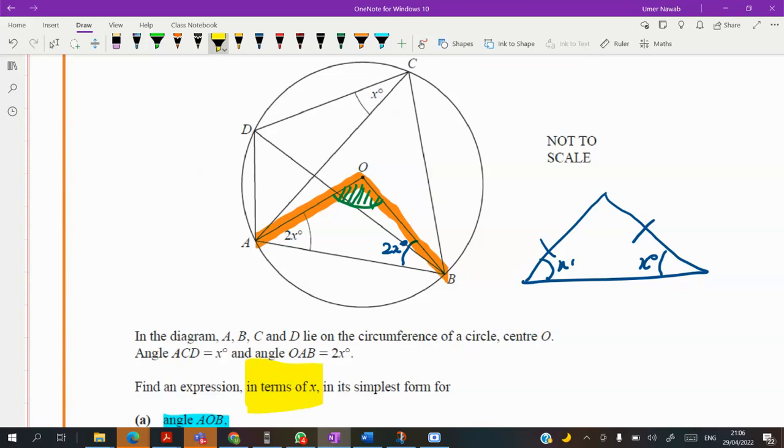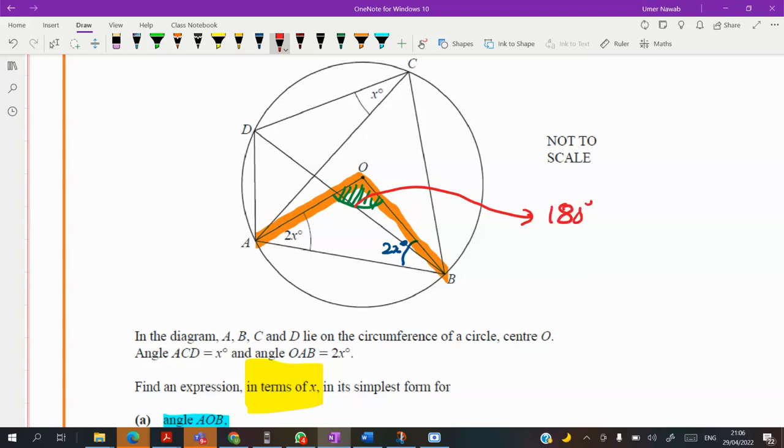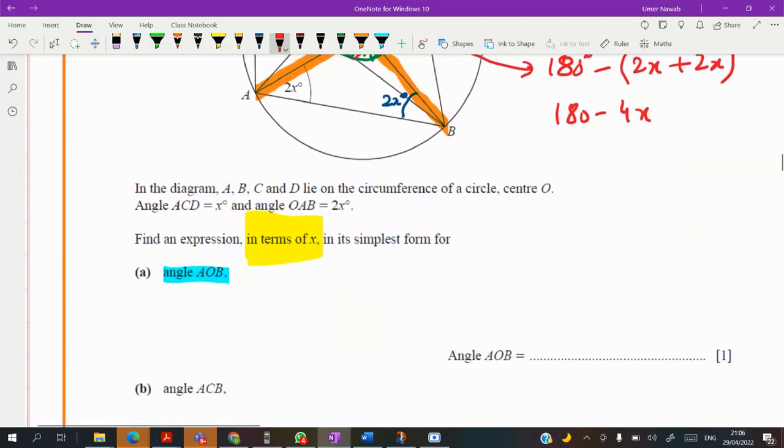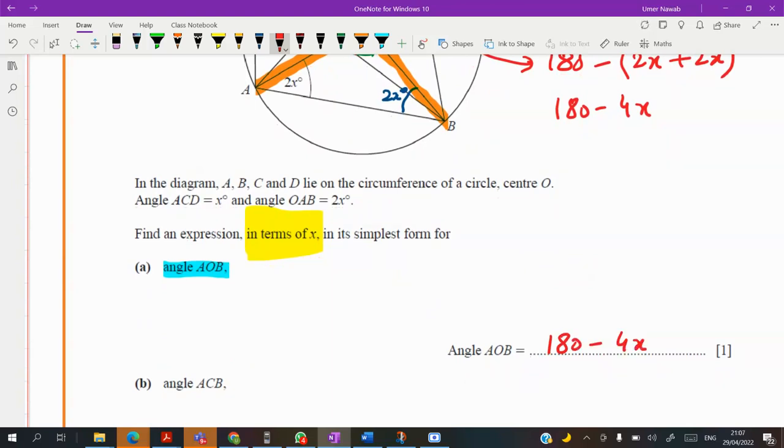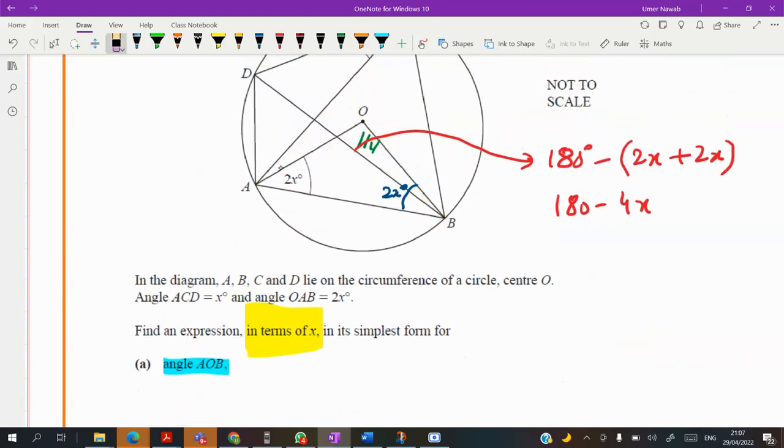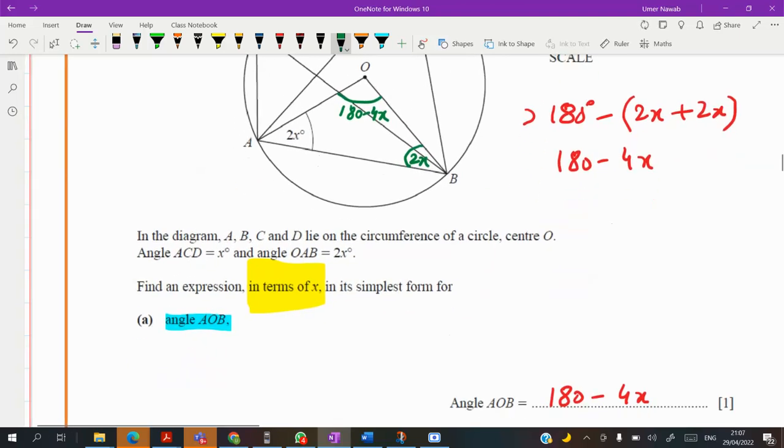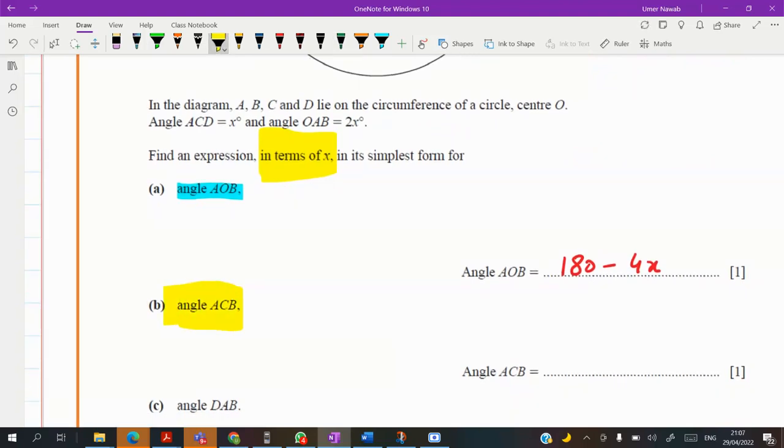In terms of x. So there is no numerical answer. We are going to get the answer in terms of x. So this angle will be what? 180 degrees minus 2x plus 2x. So 180 minus 4x. We found it. So this is 2x, and this is 180 minus 4x.